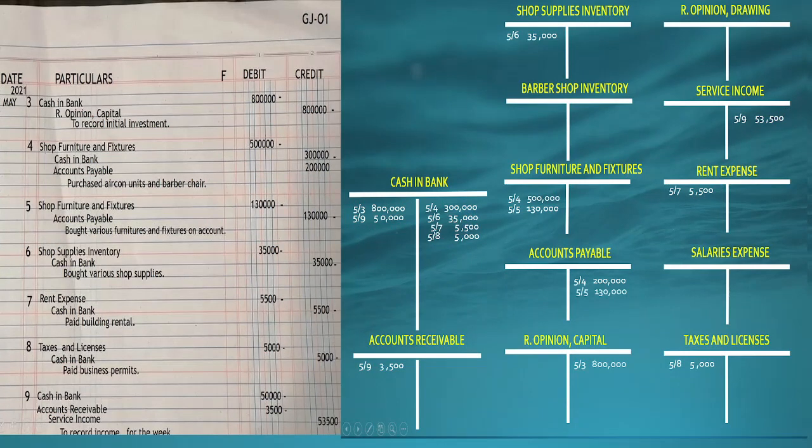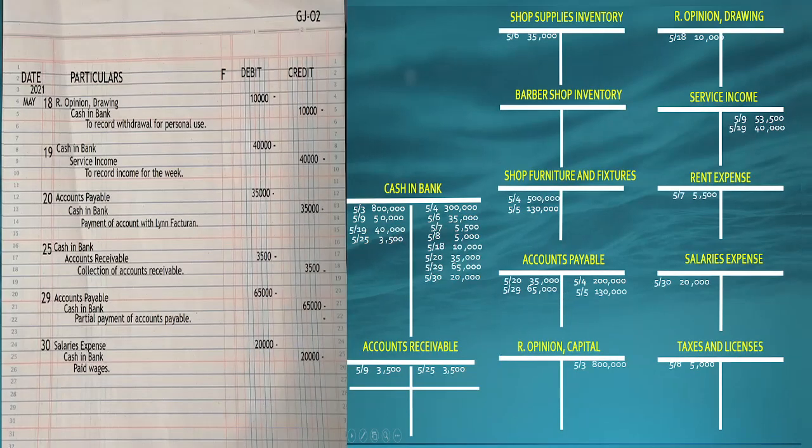When everything is posted in the T account, now we are ready to proceed to the next stage, the footing. All you have to do is write a single line at the last figure in our T account, like this one. Single line, single line, single line.